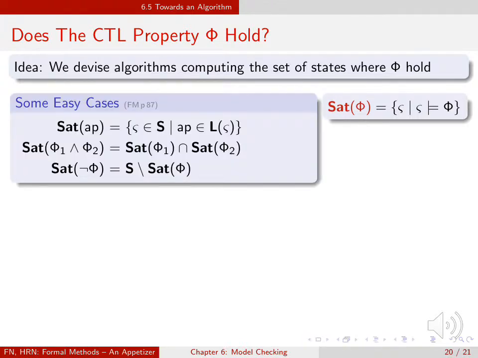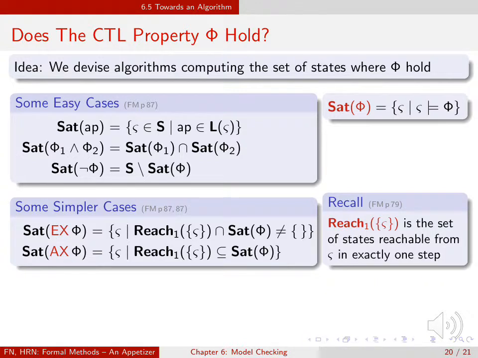For some formulae, this is pretty easy. For an atomic proposition, the set of states that satisfy it are simply the ones where the atomic proposition is one of the labels of the state. For conjunction, we just take the intersection of the states that satisfy phi 1 and phi 2 respectively. And for negation, we take the complement with respect to the entire set of states.